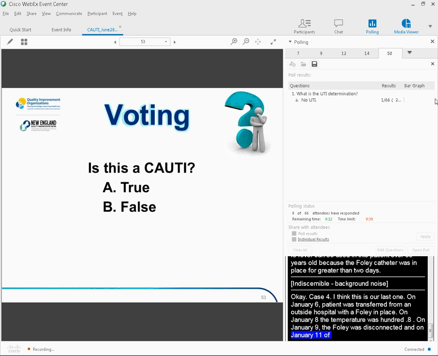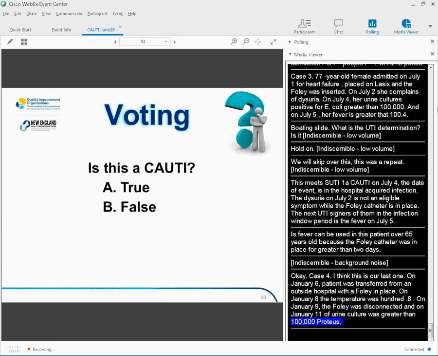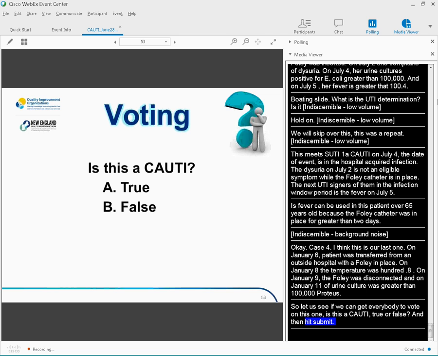So, let's see if we can get everybody to vote on this one. Is this a CAUTI? True or false? And then hit submit. All right, time's up. Let's see. All right, we'll give it a little bit more time for the votes to get tabulated.